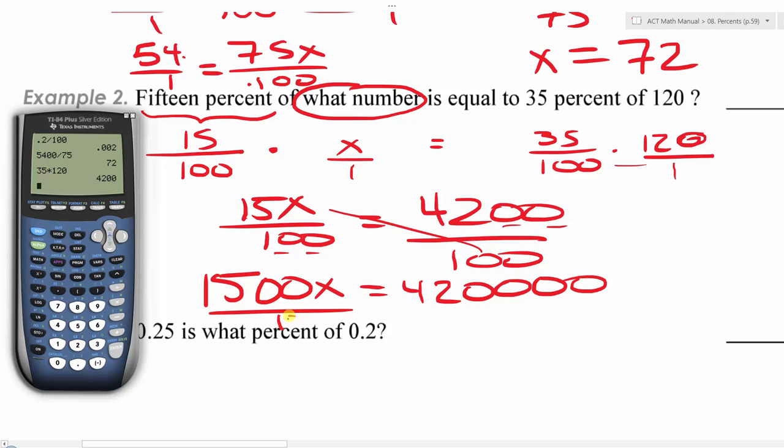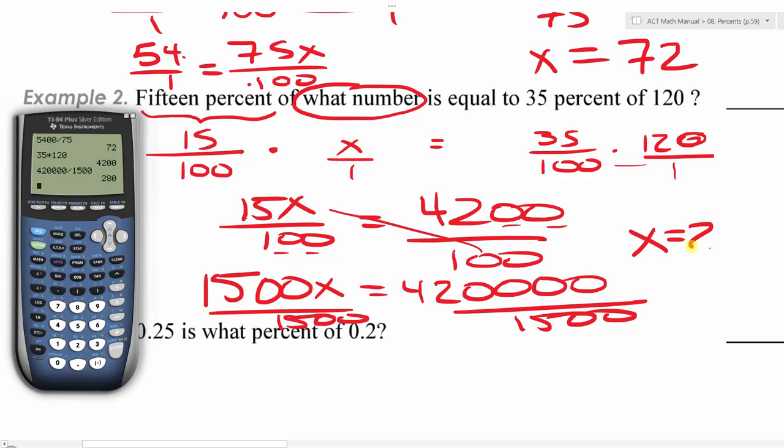I'm going to divide by 1500, divide by 1500, and I'm going to go in the calculator and do 4, 2. I'm going to make sure I have the right number of zeros. There's 4 zeros there. So 1, 2, 3, 4 divided by 1500, and I get 280. So my final answer is x equals 280. And again, that answers this question. 15% of 280 is equal to 35% of 120.